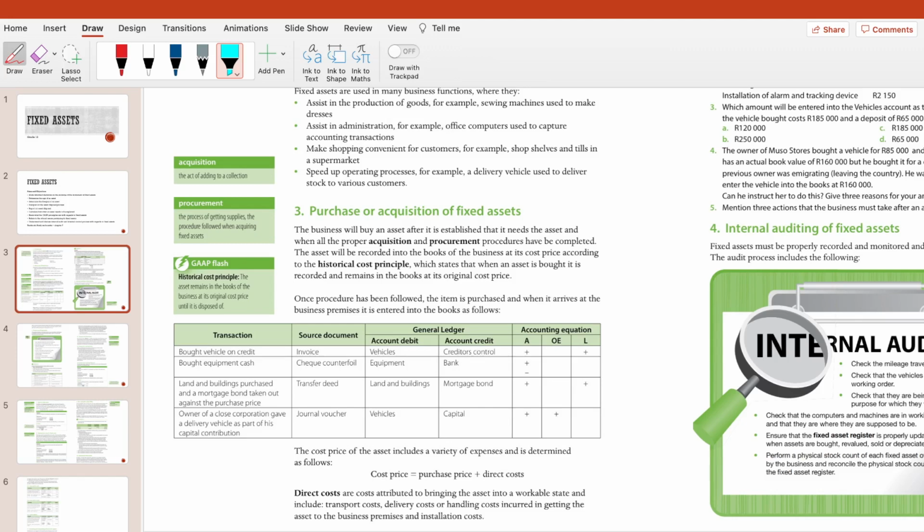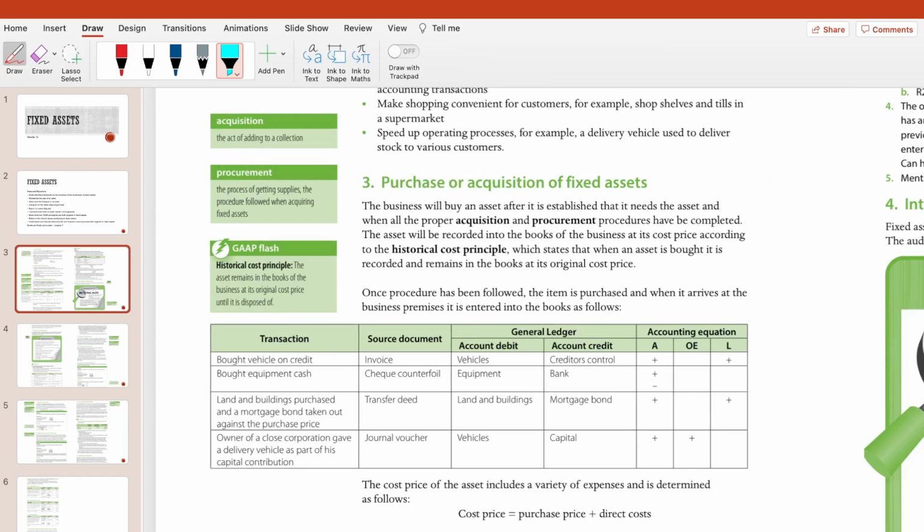So how will it be entered? We see here the transaction over here. There's a source document, your general ledger, and also the accounting equation. So we bought a vehicle on credit. That means your source document will be your invoice. In the general ledger, you bought a vehicle, so you will debit your vehicles and you will credit your creditors control. The accounting equation is the assets will increase and the liabilities will also increase because you bought it on credit.